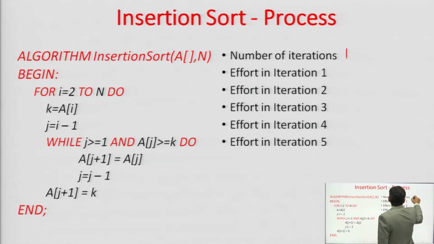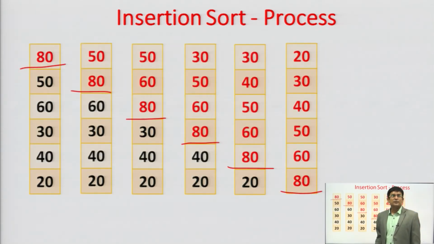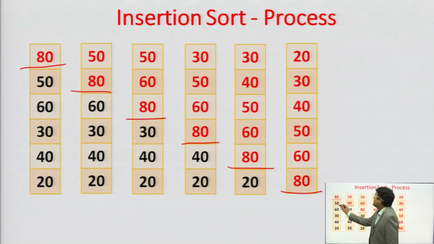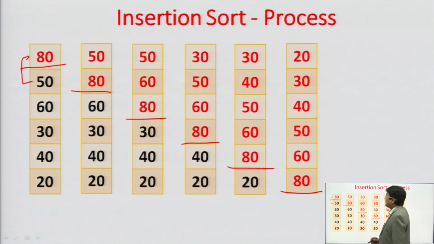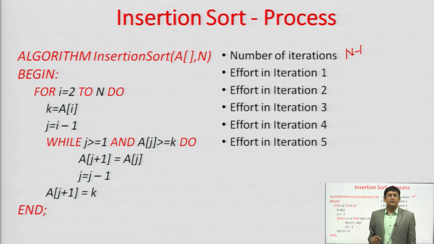Now what is the effort required here? The total number of iterations is n minus 1. Let us come back to this problem. In case we are saying that this is the first iteration, the comparison and shifting will require one effort, or order of one effort, in the order of 2 for the second, in the order of 3 for the third element's insertion, for the fourth element order of 4. It means the number of comparisons, or the effort, is increasing in every iteration.